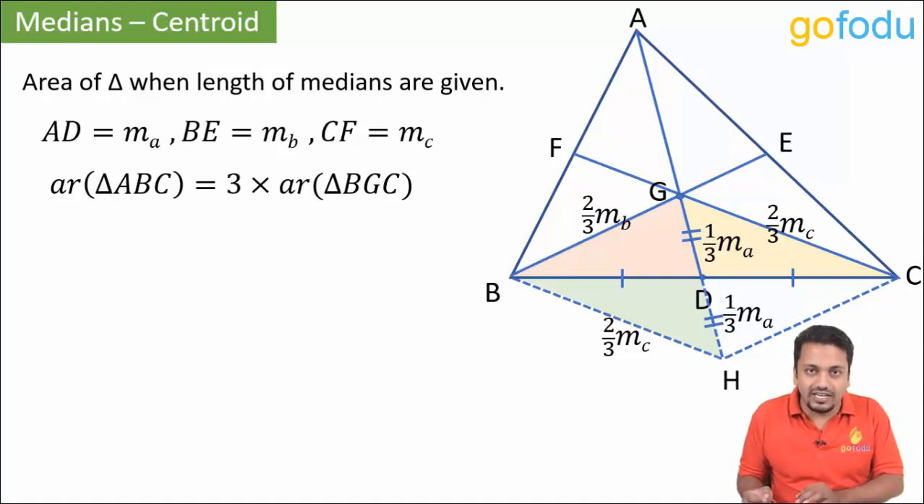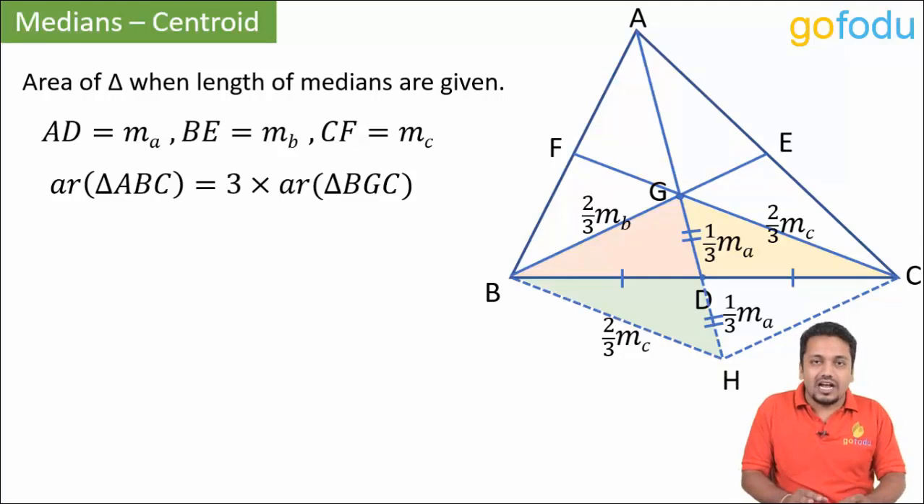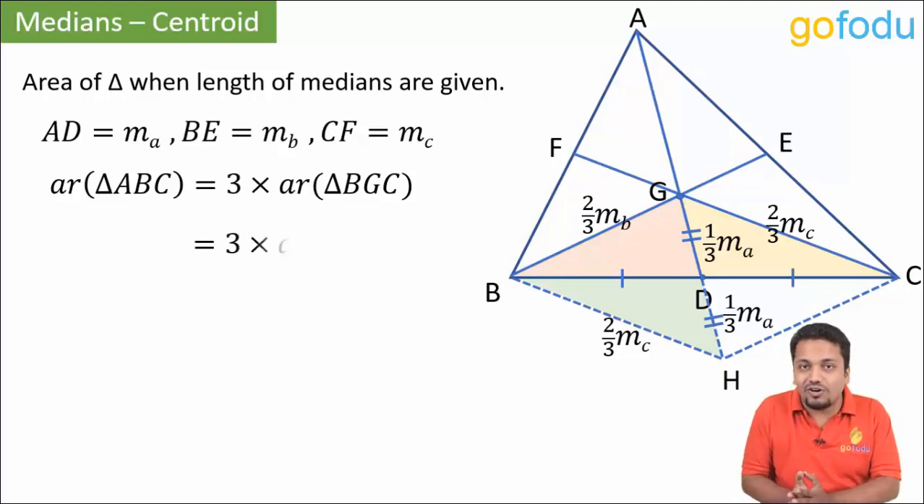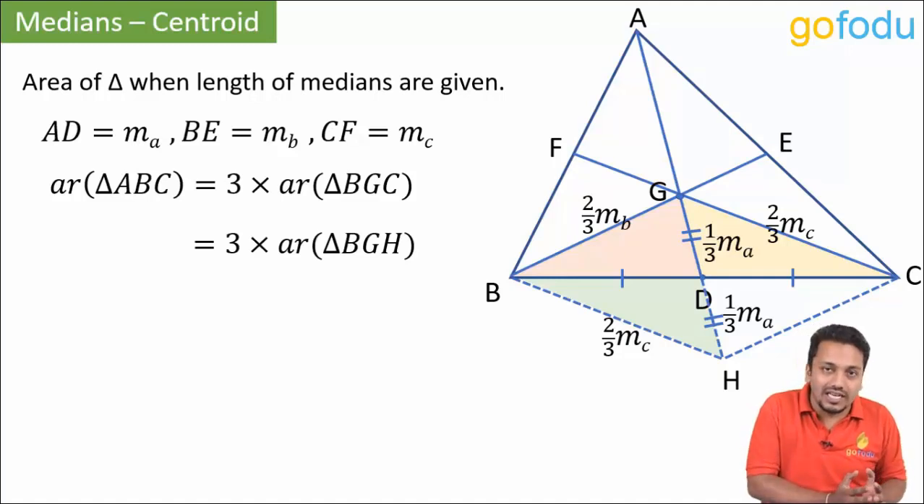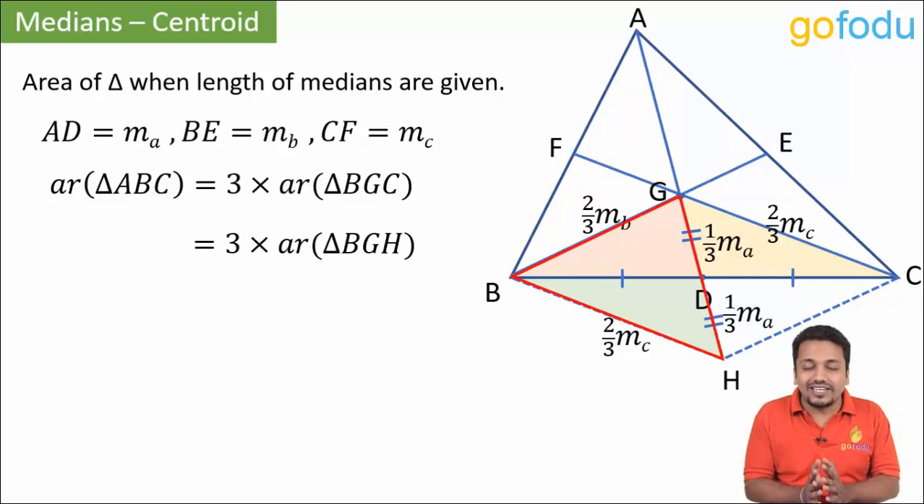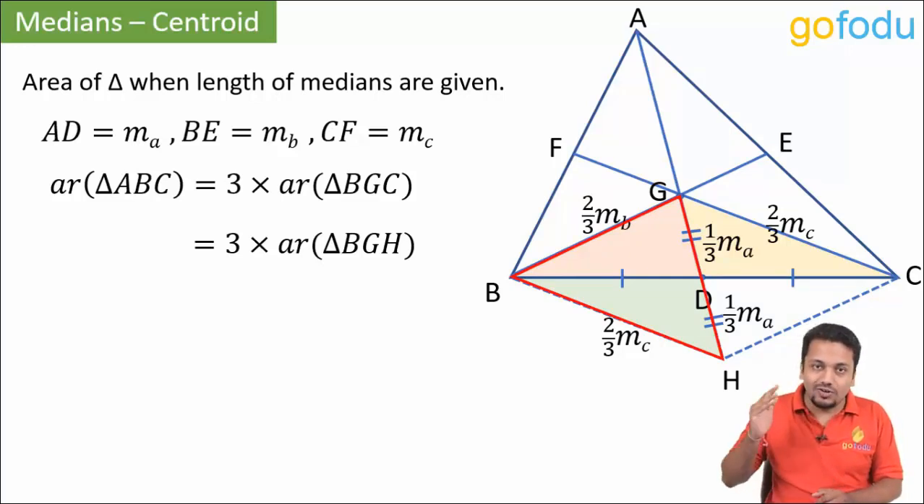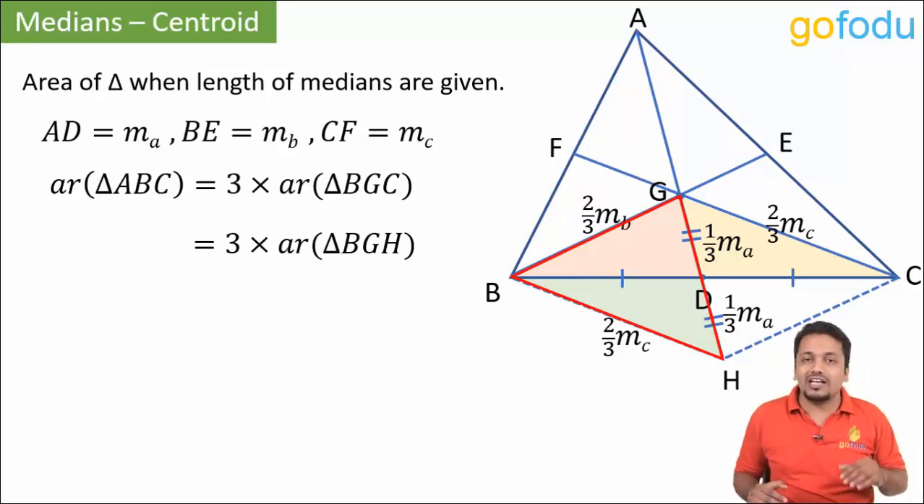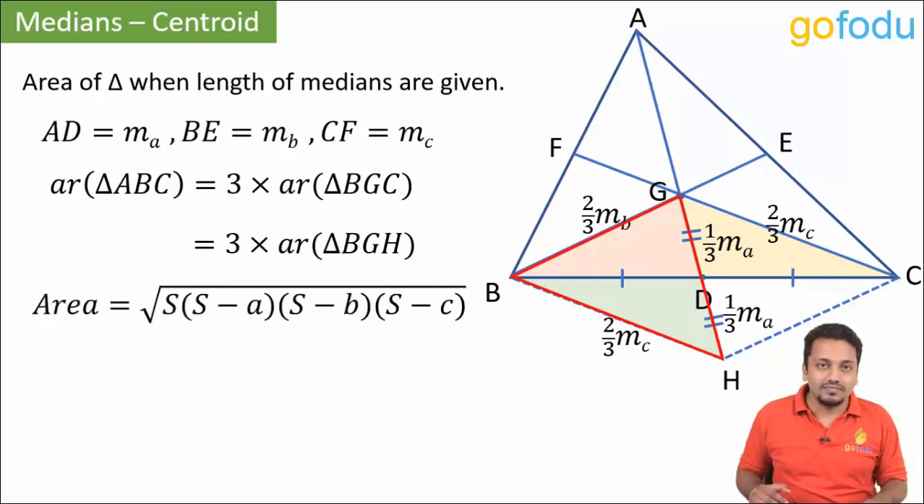So instead of writing the area of triangle ABC as thrice the area of triangle BGC, we can write it as thrice the area of triangle BGH. And for triangle BGH, we know all three sides as 2/3 of MA, 2/3 of MB and 2/3 of MC. So we can simply use Heron's formula. We know all three sides of a triangle, we can use Heron's formula. This one.